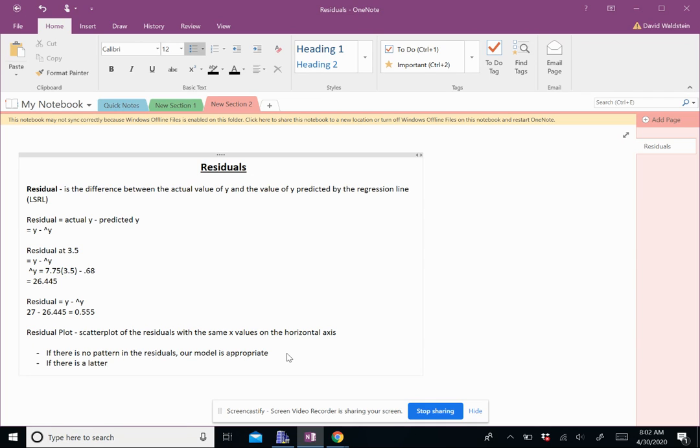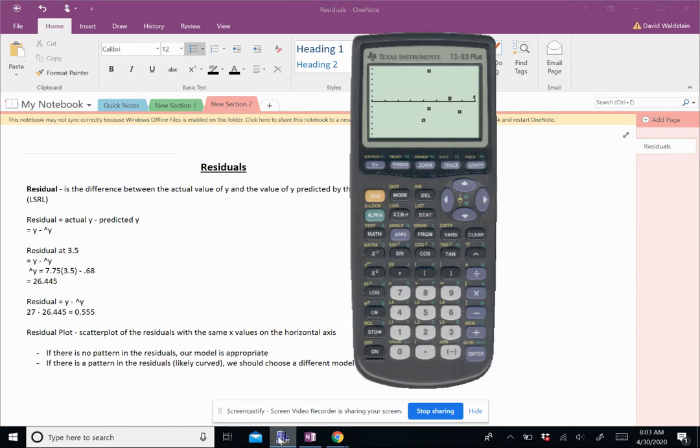If there is a pattern in the residuals, and it's usually going to be a curved pattern, that means we should choose a different model. We're only going to deal with linear regression, but you do have quadratic regression, exponential regression, etc. We're not going to go on to that. That gets a little bit more complicated. So in this case, we did use an appropriate model.